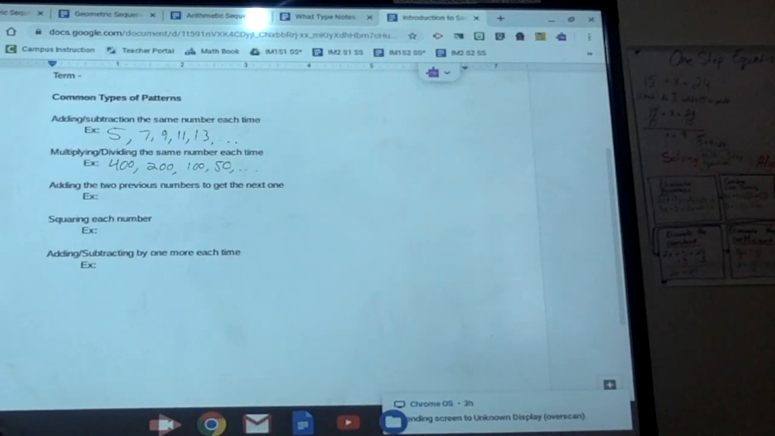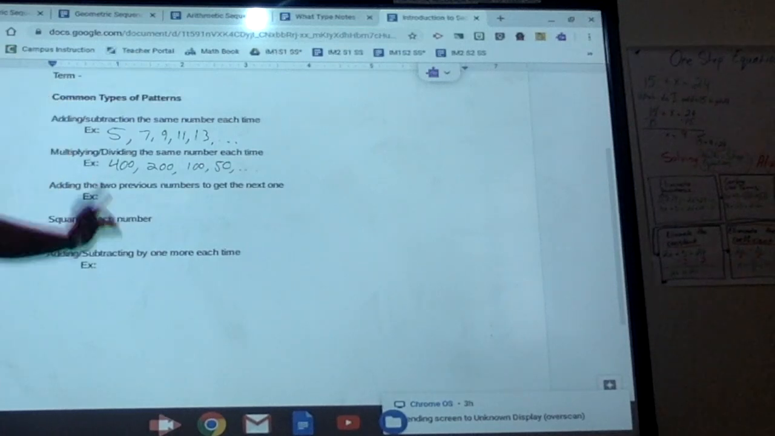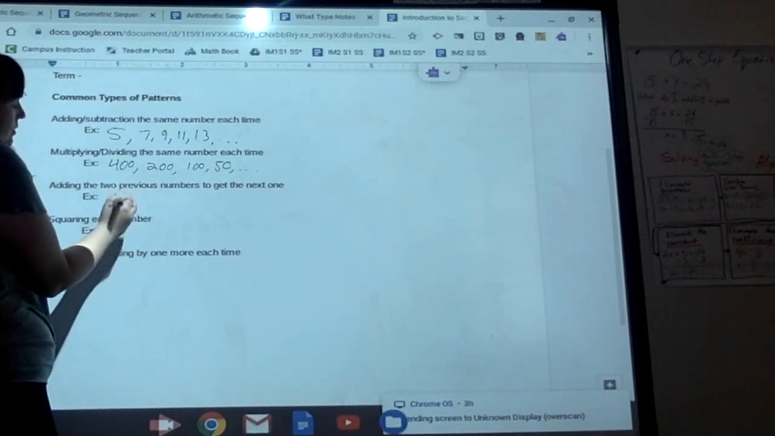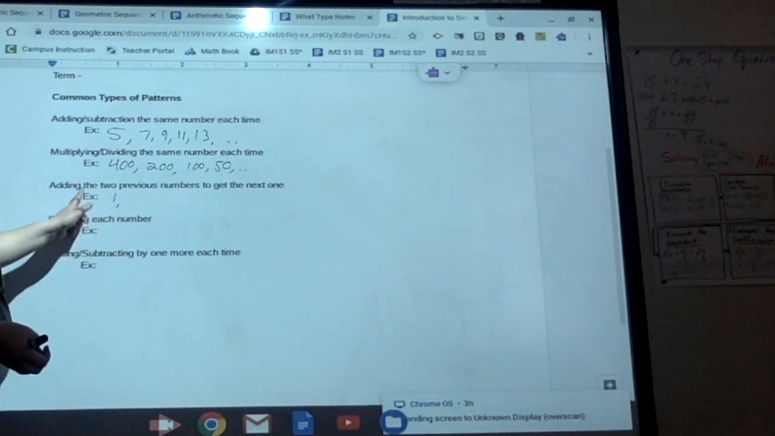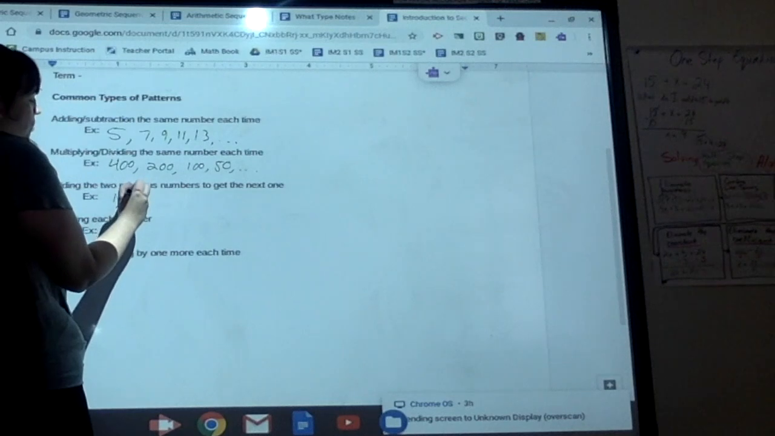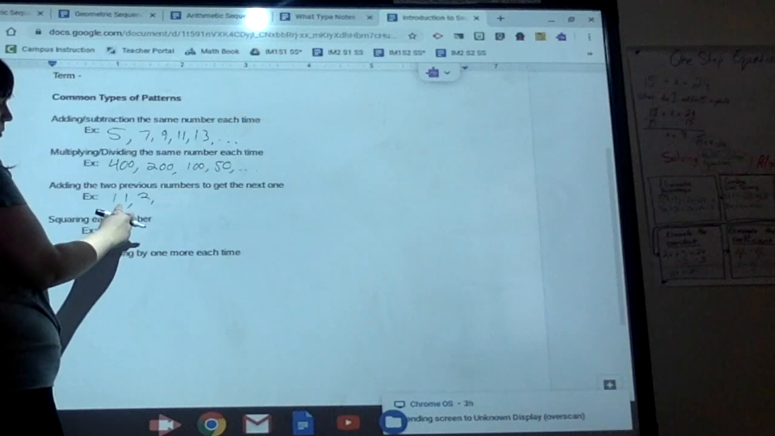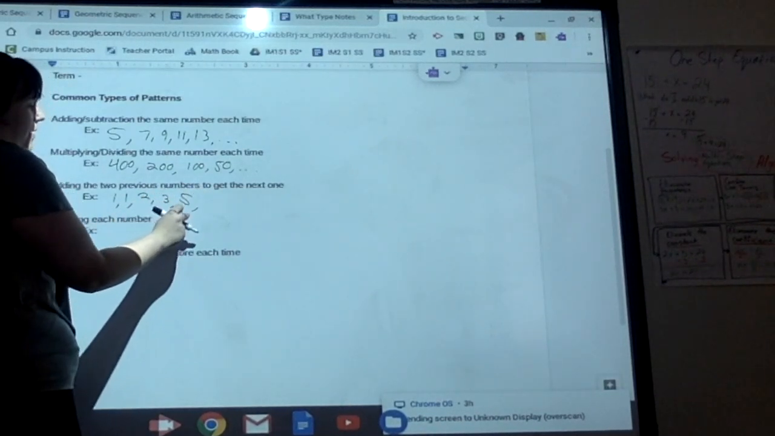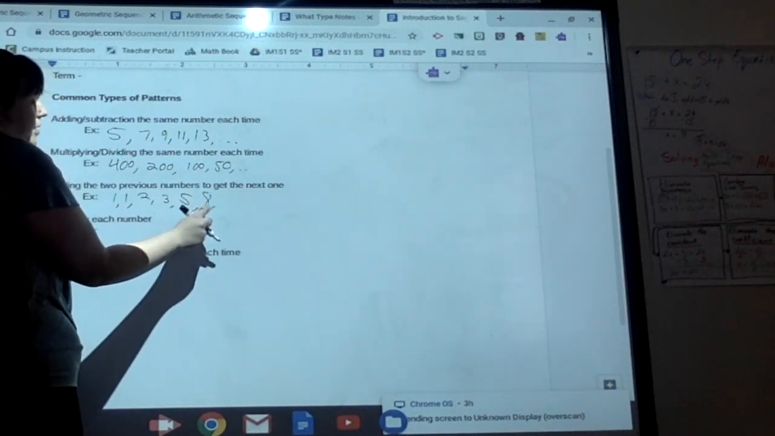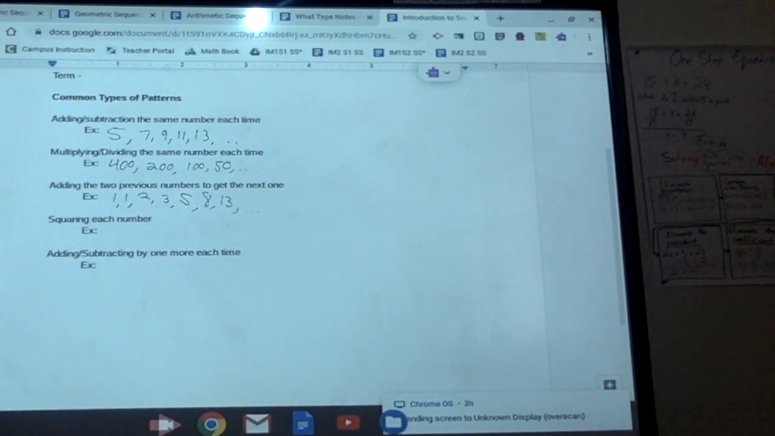Then there's some unique patterns, like adding the 2 previous numbers to get the next one. So for example, let's say I start with 1. Well, if I want to add the 2 previous numbers, it's 1, and the one before that's invisible, it's like a 0. So 1 plus 0 is just 1. Now to get the next one, 1 plus 1 is 2. So to get the next one, 1 plus 2 is 3. To get the next one, 2 plus 3 is 5. 3 plus 5 is 8. 5 plus 8 is 13, and so on. That's a unique type of pattern that exists.